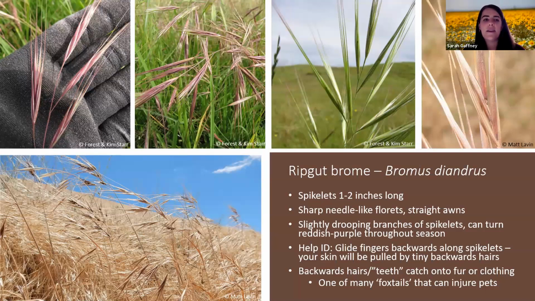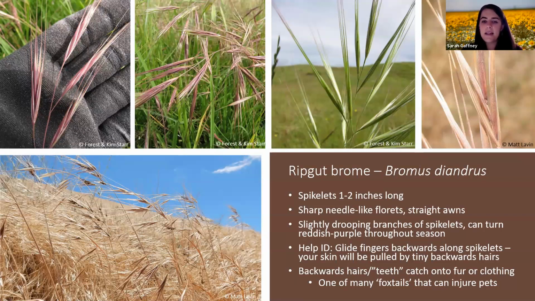So you can identify it because these spikelets are 1 to 2 inches long and are very sharp and needle-like. And the awns are incredibly straight, and they slightly droop on the branches, but not totally. And they can turn a reddish purple throughout the season.